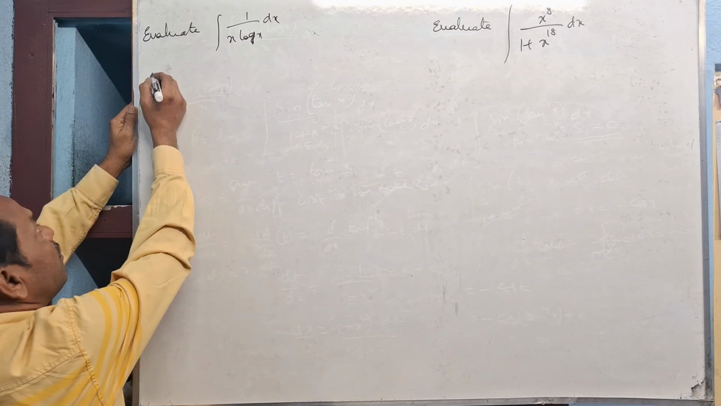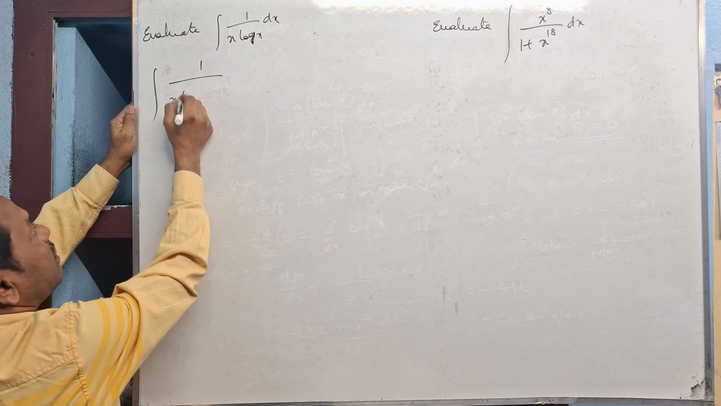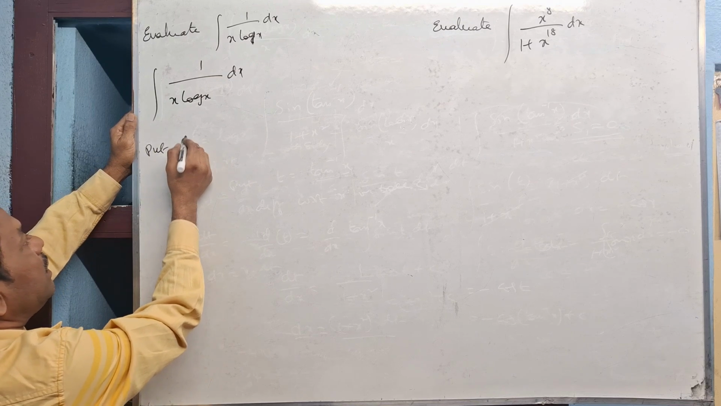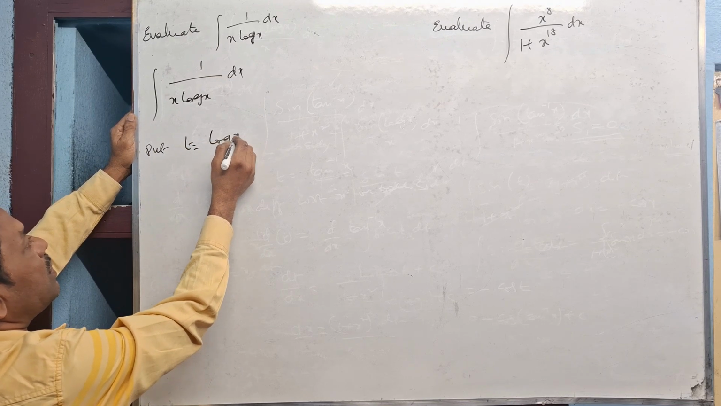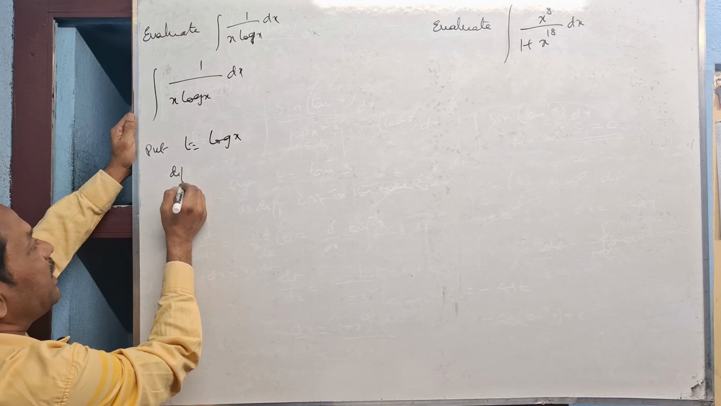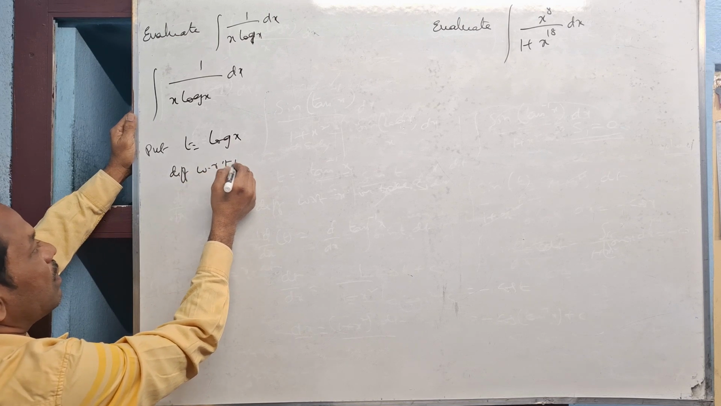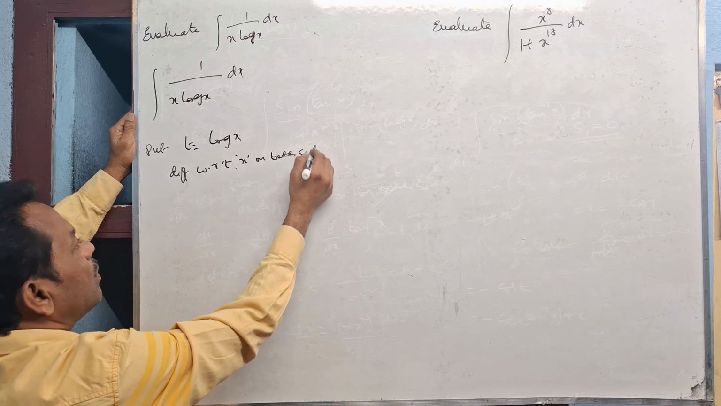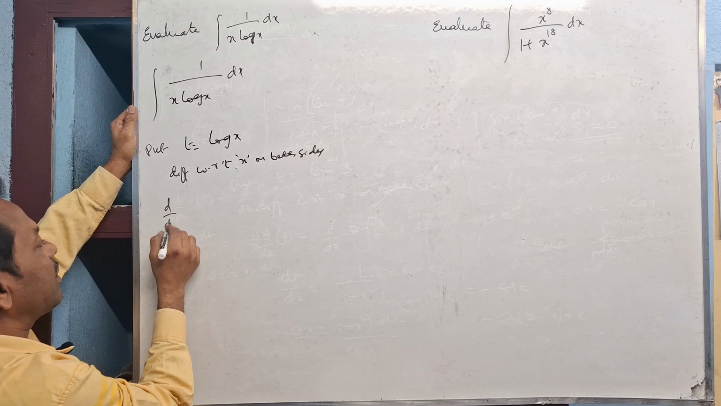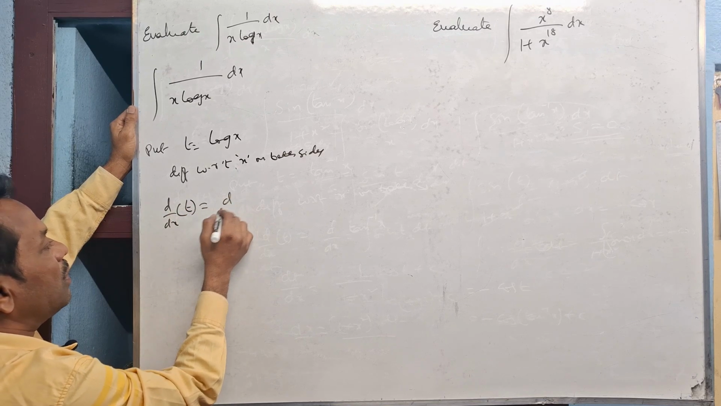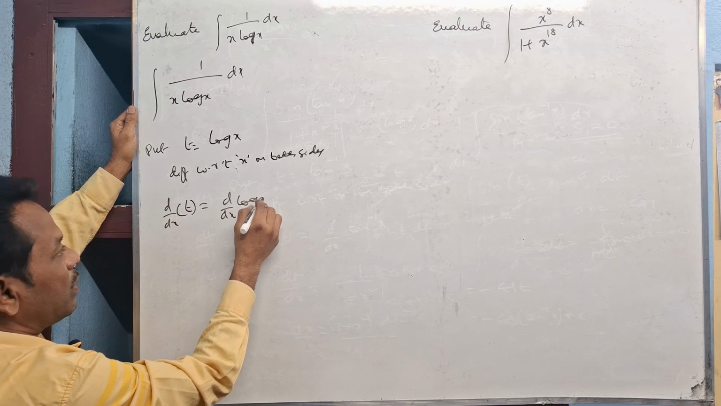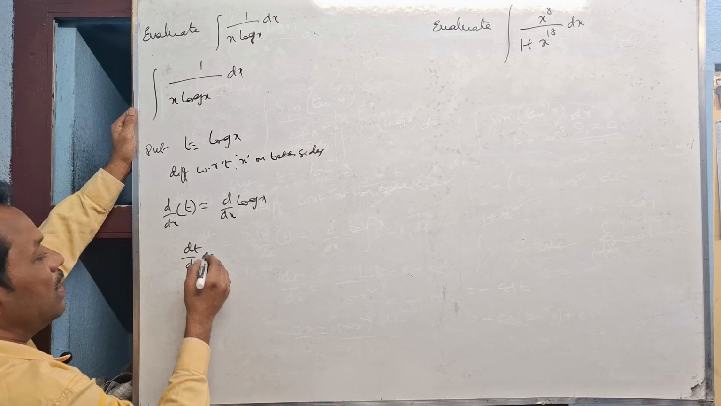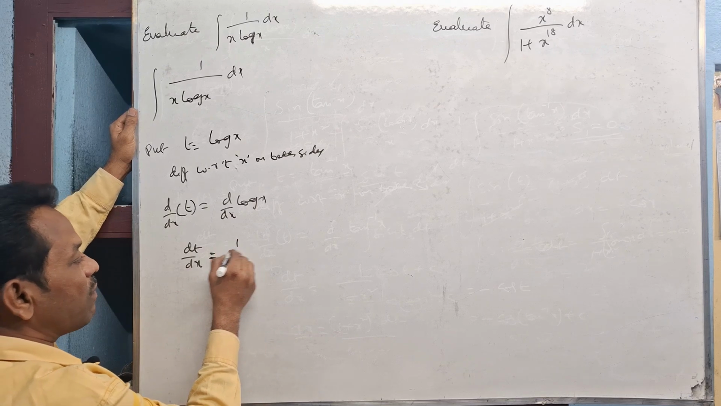In this question, we need to find the value of integration of 1 by x log x dx. Now let us take t equal to log x in this question. So differentiating with respect to x on both sides, we'll get d by dx of t equal to d by dx of log x. d by dx of t is dt by dx equal to, derivative of log x is 1 by x.